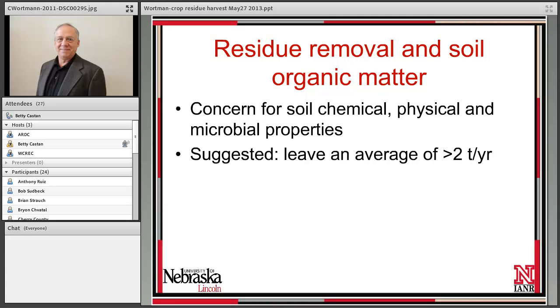So again, I mentioned this before, but with residue removal and organic matter, we're concerned because the organic matter is important to chemical properties, soil physical properties, and microbial properties. In the NEB guide, we suggested that we should leave an average of at least 2 tons per year. Not necessarily every year, but on average over time, 2 tons per year, if erosion is not a problem.